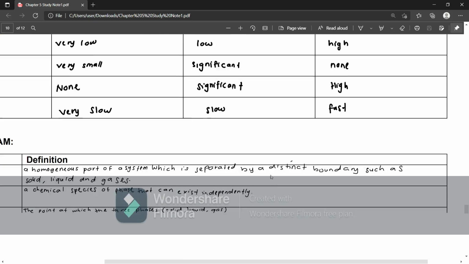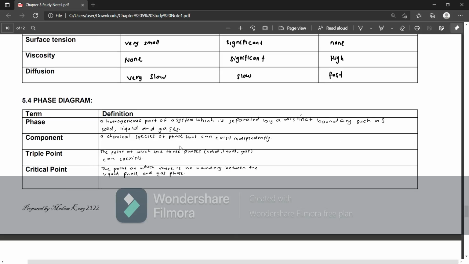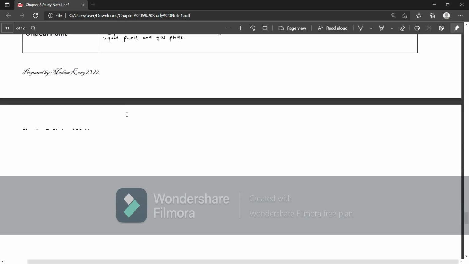Okay. For phase diagram, the term phase is defined as a homogeneous part of a system which is separated by a distinct boundary, such as solid, liquid and gas. A component is a chemical species of a phase that can exist independently. The triple point is the point at which the three phases, solid, liquid and gas, can coexist. The critical point is the point at which there is no boundary between the liquid phase and gas phase. Isobaric is the change in temperature at constant pressure. Isothermal is the change in pressure at constant temperature.